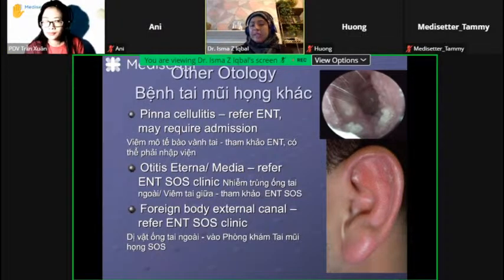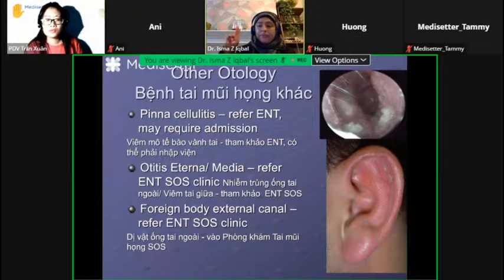For foreign bodies in the ear, most things can be left for a week or 2, but if it's something like a button battery, that must be removed immediately because it can damage everything that's in the surrounding area.